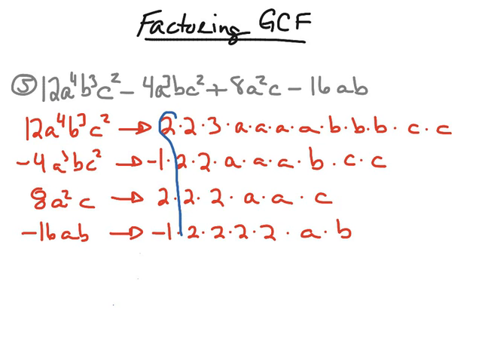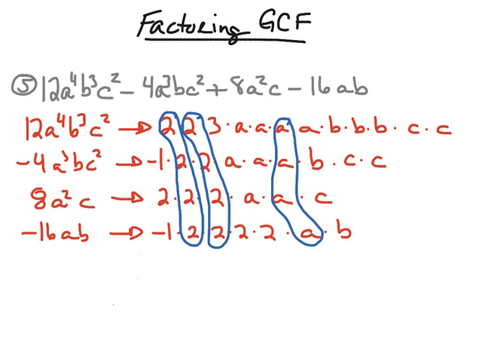You'll notice that every single one of these has a 2. There's another 2 they share in common. Now we're going to see if they share any variables in common. As you can see, they do share one variable in common, and that's the a. So at this point, that's all they share in common. A 2, and an a. If I were to multiply that 2 times 2 times a, that would give me a 4a. This is what we're calling our GCF, greatest common factor. That's what goes on the outside.